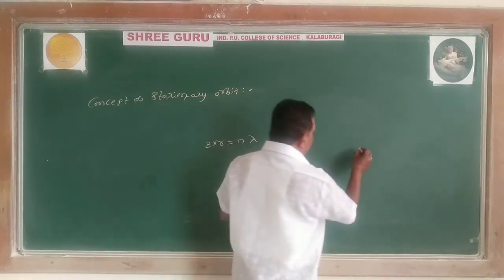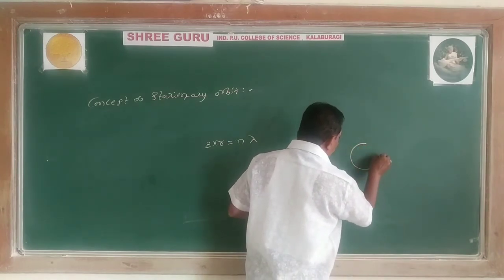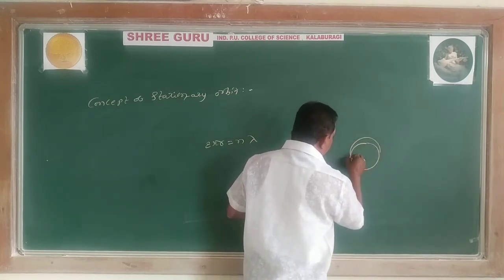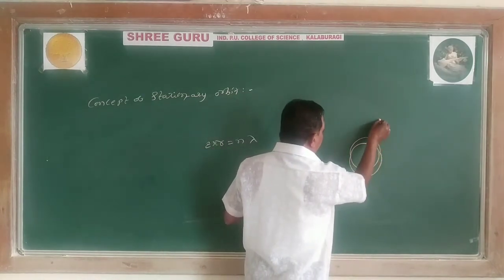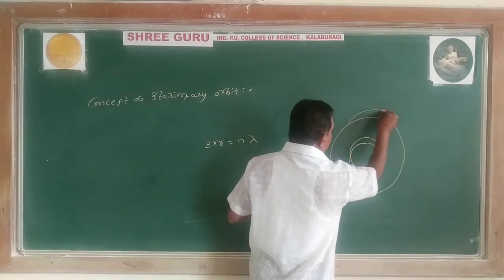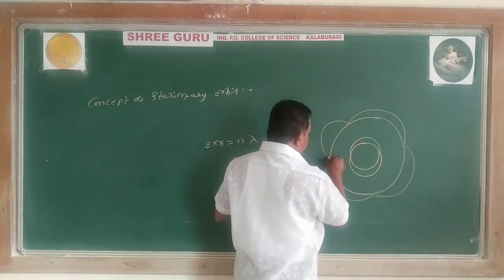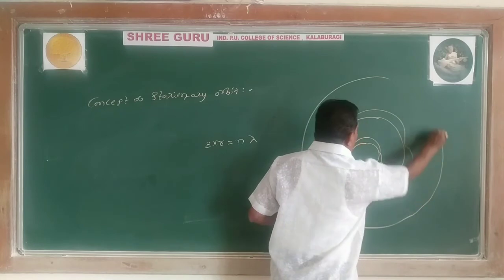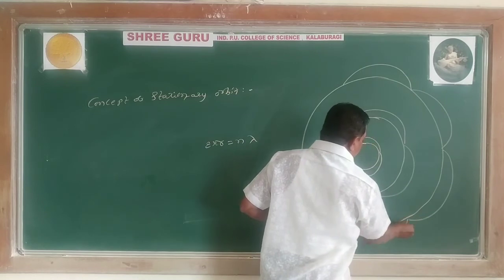So, when the electron is revolving around the nucleus, for the first orbit, there is the existence of what? One stationary wave, n equals 1. When the electron is revolving in the second orbit, it consists of 2 stationary waves. When the electron is revolving in the third orbit, it consists of 3 stationary waves.